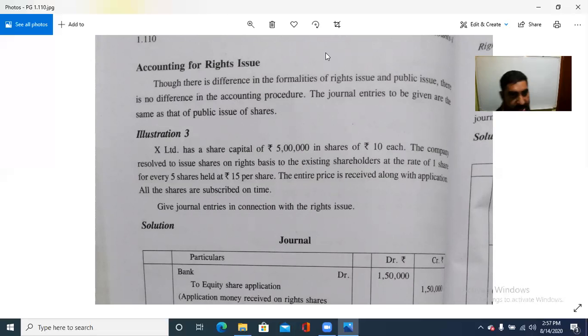What else was said? The company resolved to issue the shares on a rights basis to the existing shareholders at the rate of 1 share for every 5 shares held at 15 per share. So how is it to be? The rate is 1 share for every 5 shares.